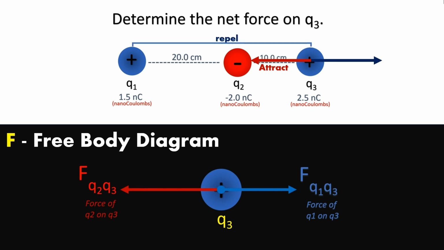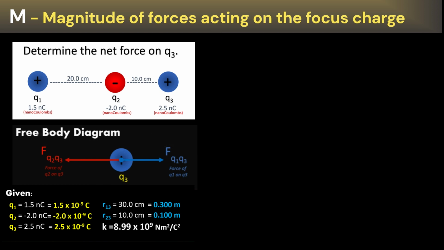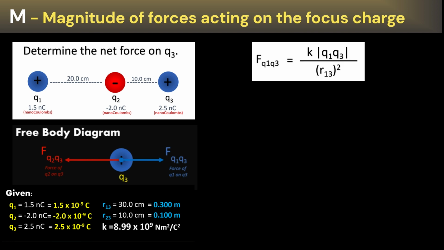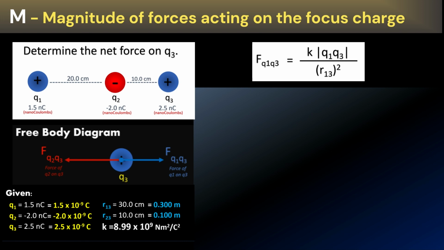The free body diagram is very important to determine the magnitude and direction of net force. The next step is the calculation of the forces labeled in the FBD. Using the Coulomb's law equation and the given quantities with their standard units, we can calculate the magnitudes or values of the forces acting on Q3.